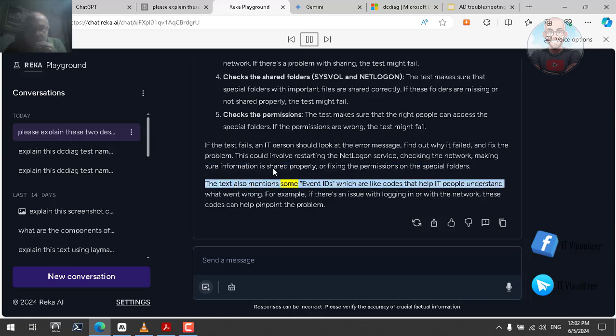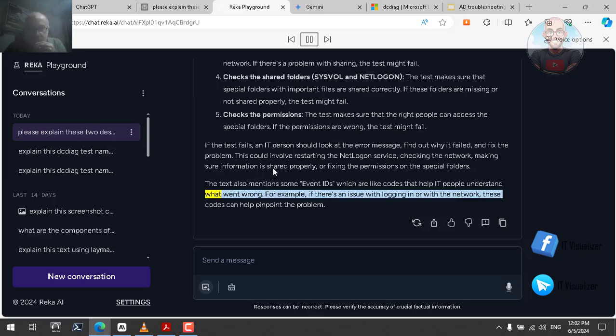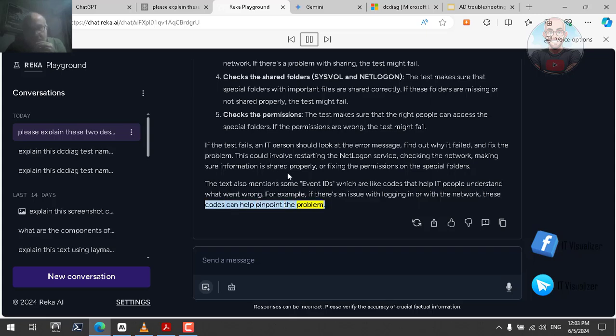The text also mentions some event IDs, which are like codes that help IT people understand what went wrong. For example, if there's an issue with logging in or with the network, these codes can help pinpoint the problem.